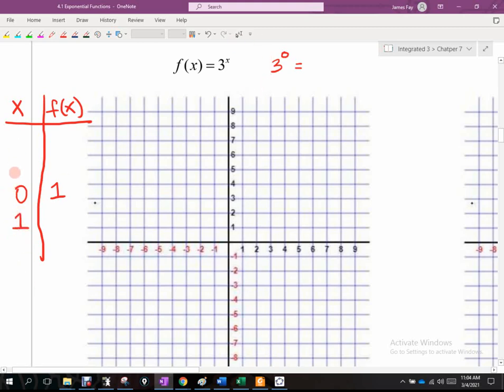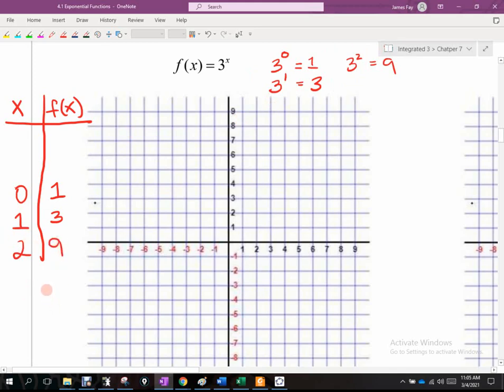Let's try an x value of 1, because I want this to be in order when we're done. When I have an x value of 1, it's 3 to the first. What is 3 to the first equal to? 3. So you get 1 comma 3. When I plug 2 in, what's 3 squared? 9.